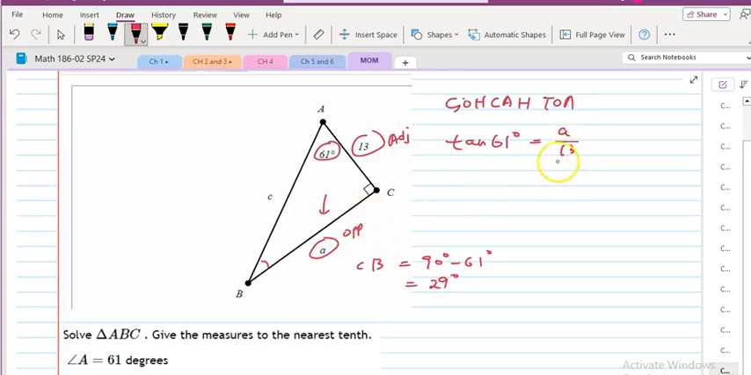So how do I solve for A? Multiply 13 on both sides. 13 tangent 61 would equal A. And that's what we will do. 13 times tangent of 61.